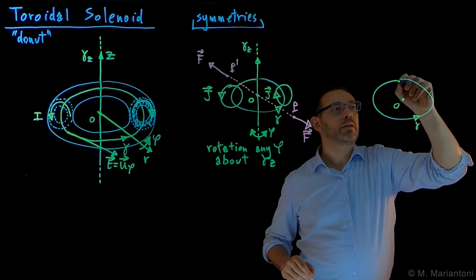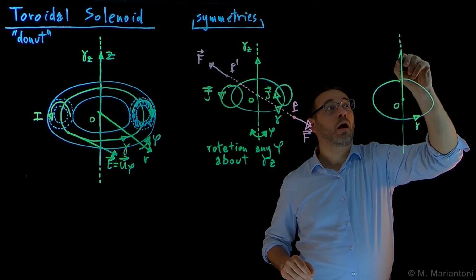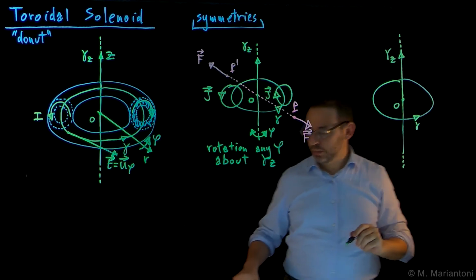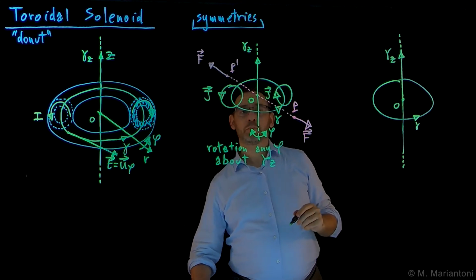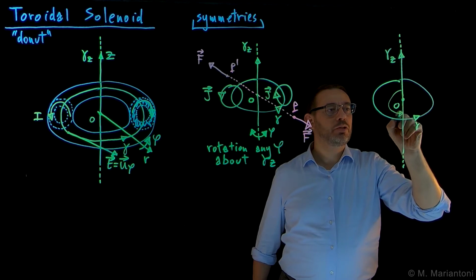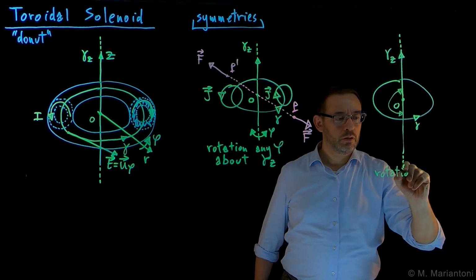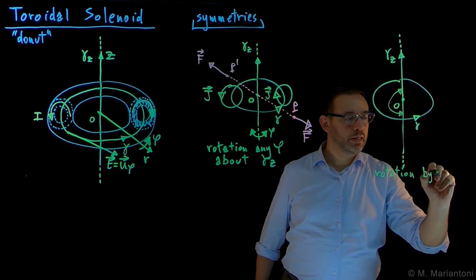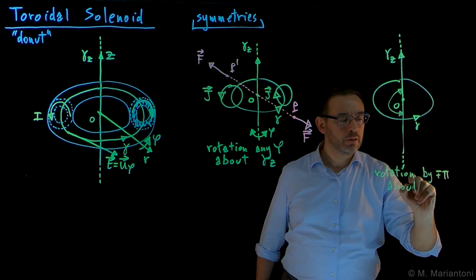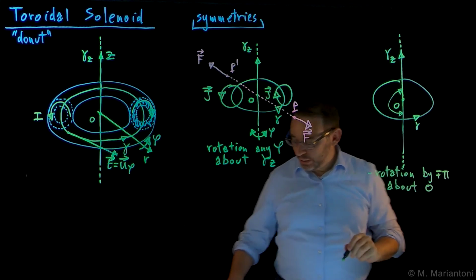This is our gamma z. This is O, this is gamma. Here we continue down here. So in this case, the rotation we want to use is a rotation by minus or plus pi about the origin O.